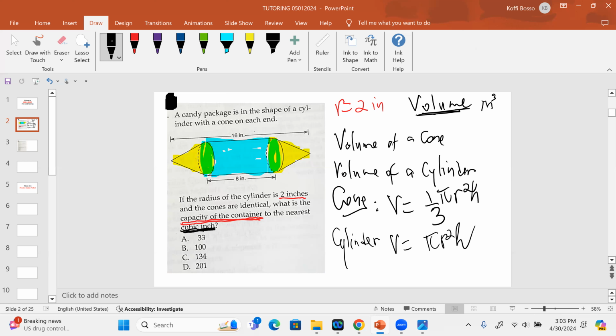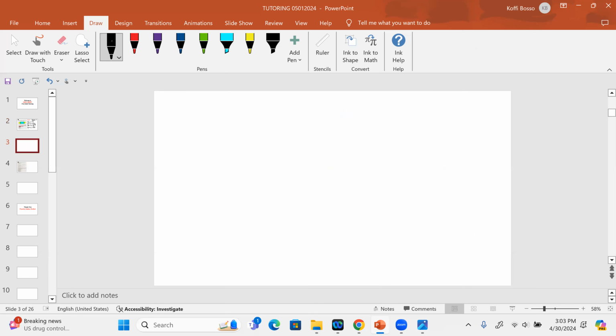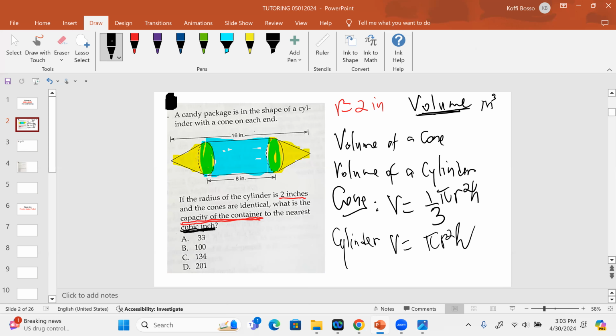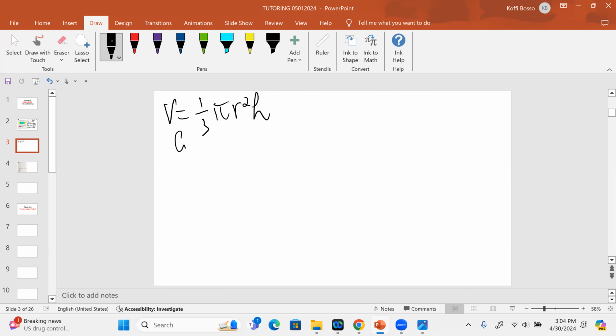So let's move to here. If you take the cone, like I said, V equals 1/3 of pi R square H. That is the formula for the cone. Now let's replace everything here. So for the cone we have V equal to 1/3 pi, and they will ask you to use 3.14.